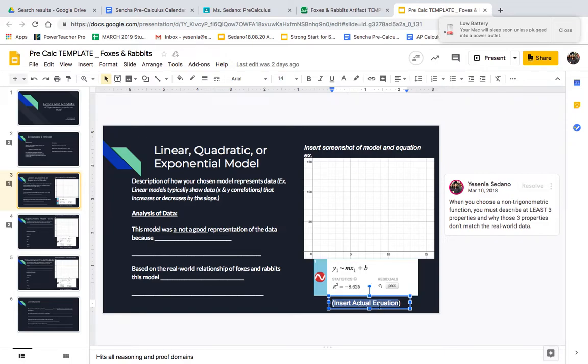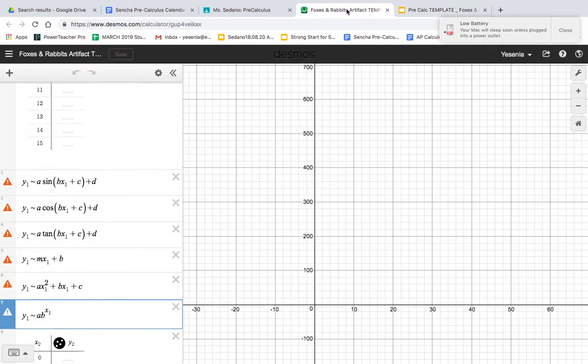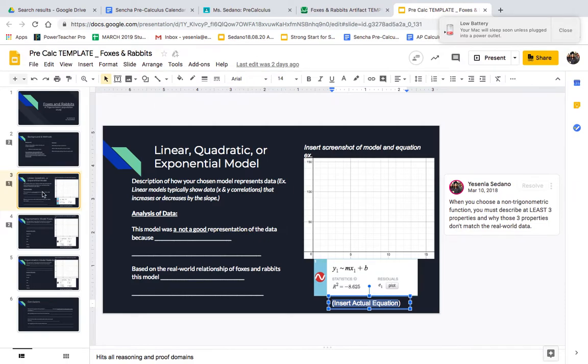So hopefully this benchmark is clear to you. You do need your template. Make sure that you fill this out first. Enter the data from what I gave you, and then you should be able to analyze and complete benchmark number 2, which is just slide number 3 on this template.